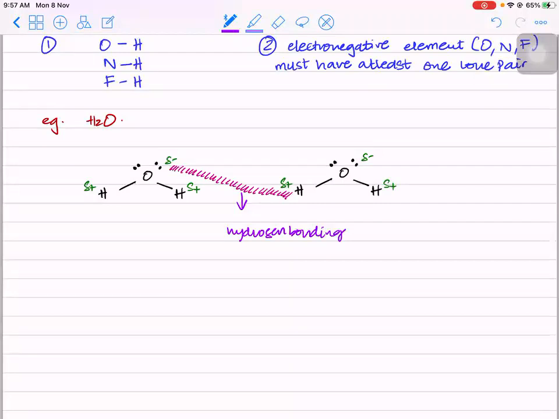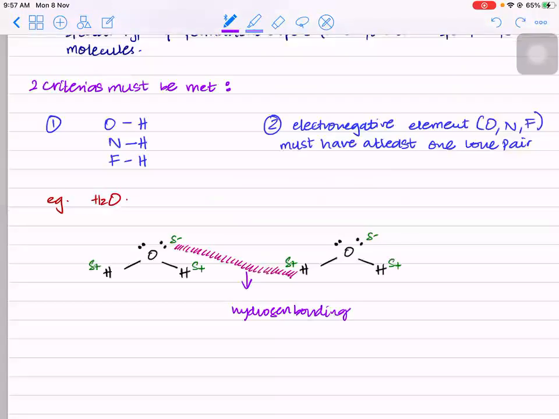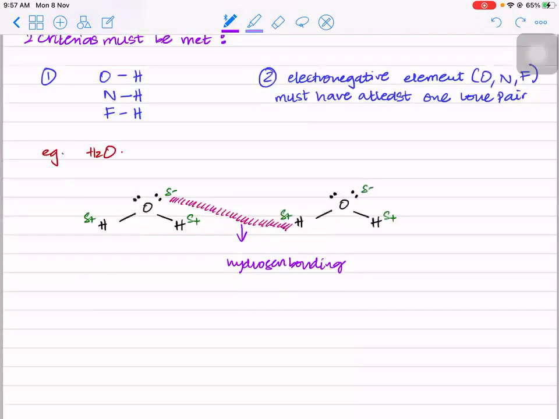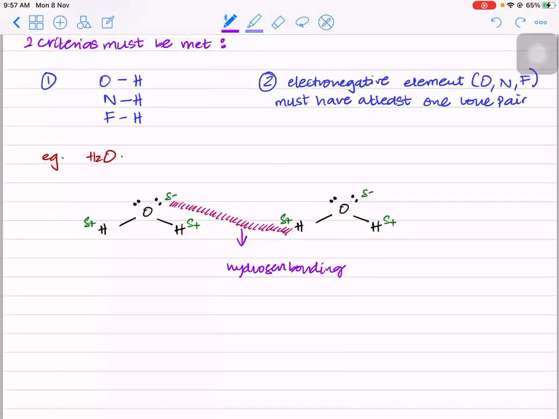Yes. And this is a special type of permanent dipole force because there will be a permanent dipole in water. But this is not specific to all polar molecules. This is not found in all polar molecules. This is specific to a few which fulfill this criteria. It's like a dative covalent bond, but in a dative covalent bond, we form a covalent bond. This is just a force of attraction. All right.